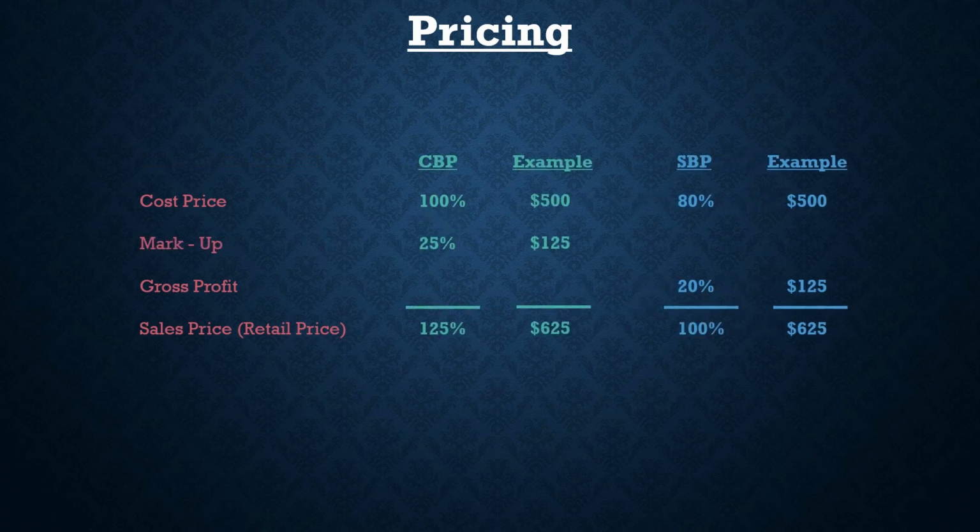Next, we contrast the two approaches against each other. We note that in both examples, our cost price is $500 and our selling price is $625. However, in cost-based pricing, we had a markup of 25%, which was relative to our cost price, while in sales-based pricing, we had a gross profit percentage of 20%, which was relative to our selling price. It is important to note that gross profit is not the same as a markup. This is an important foundational concept.